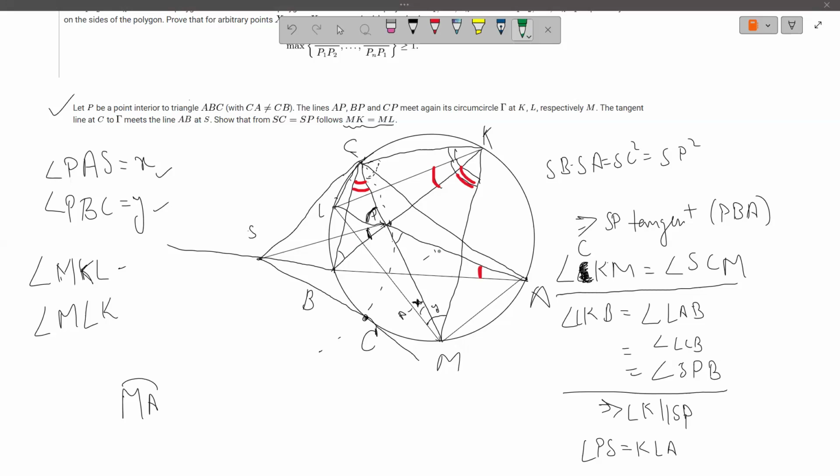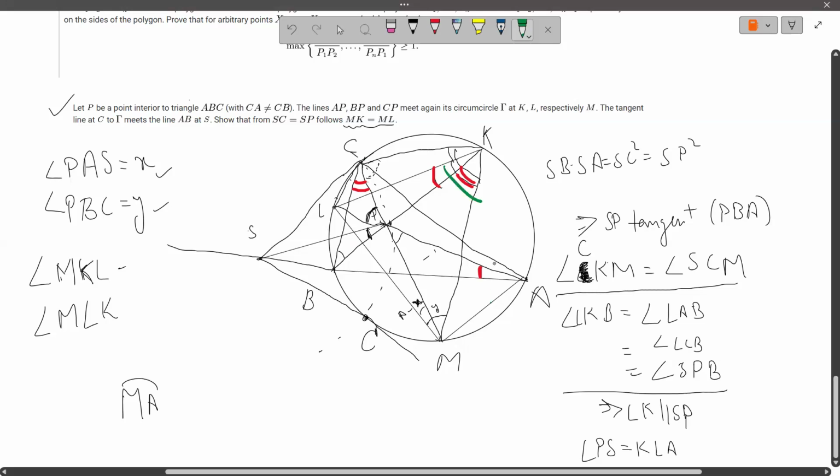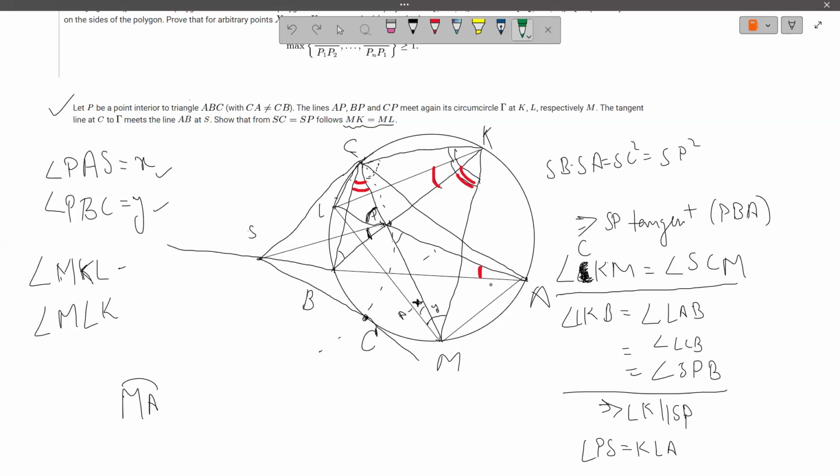Yeah, I get what you mean. So you're just saying that this angle is equal to this angle, right? Right, but what are you asking about those two angles?